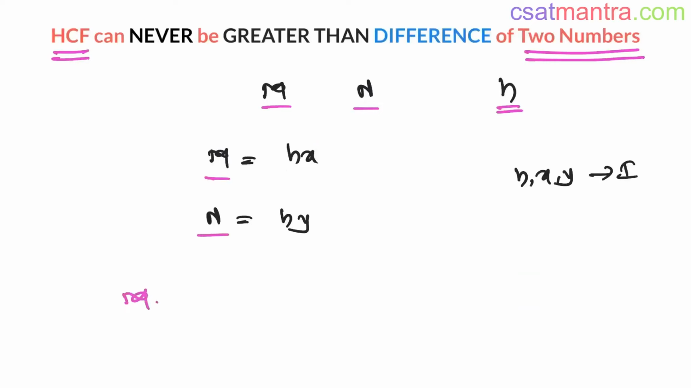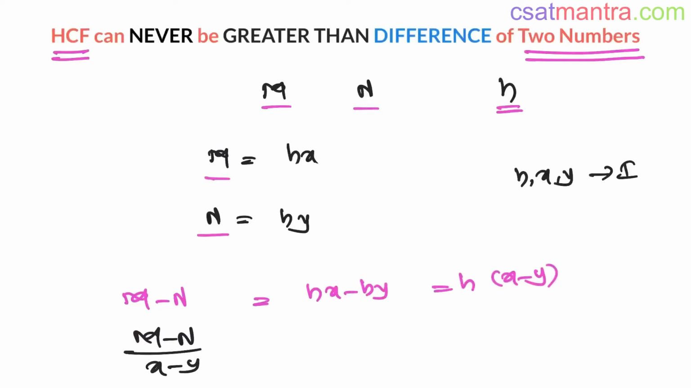m minus n is equal to h x minus h y. This is h of (x minus y). Now I am writing (m minus n) by (x minus y), bringing this x minus y to the left side. This is equal to h. I can write this, right?